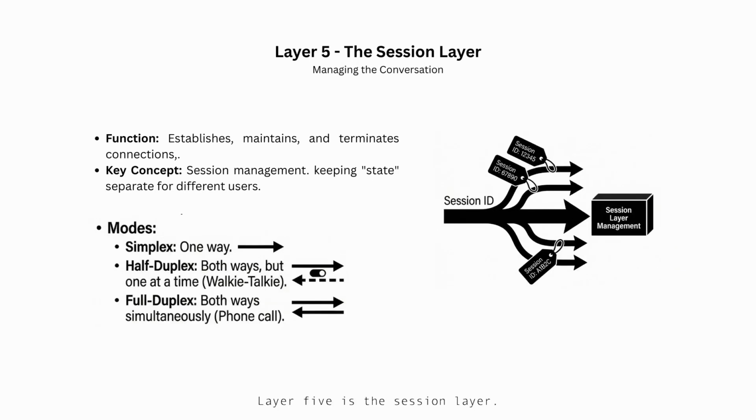Layer 5 is the session layer. It's like a manager of the conversation. It sets up meetings, manages the talking, and ends the call. If you're downloading a file and your internet blips, Layer 5 is responsible for knowing where you left off, so you don't have to start from zero. It also handles the traffic lights of communication, deciding who talks when, like half duplex versus full duplex.